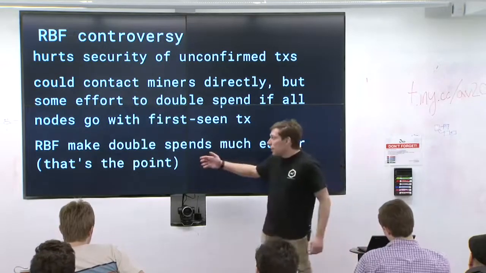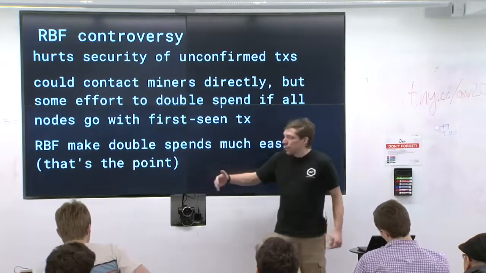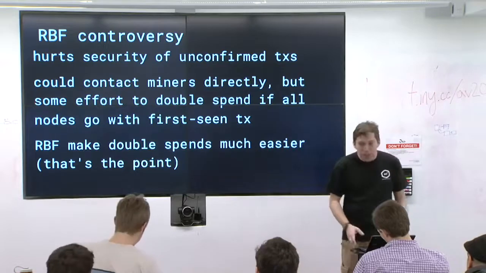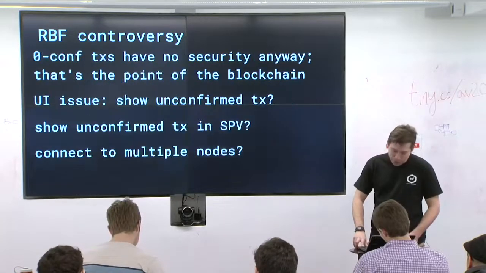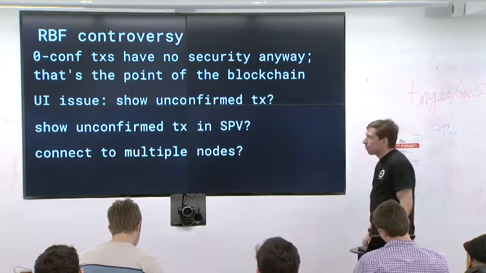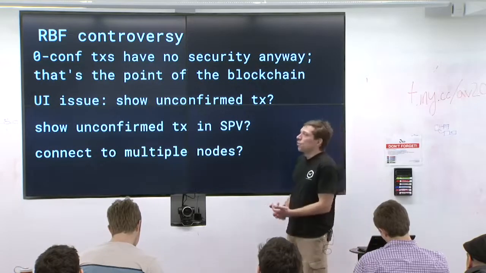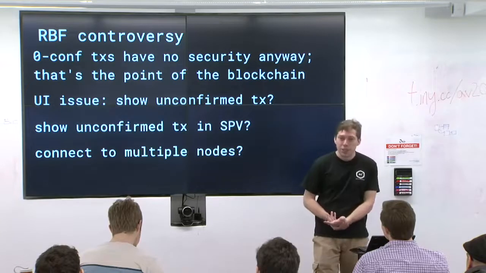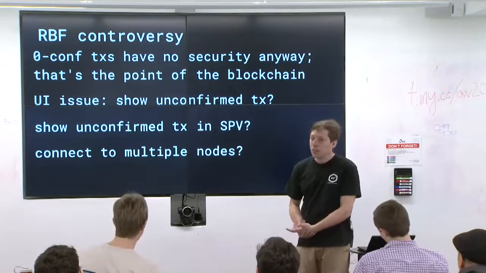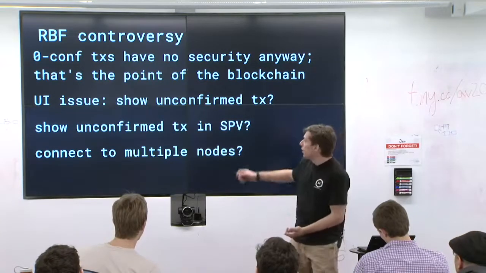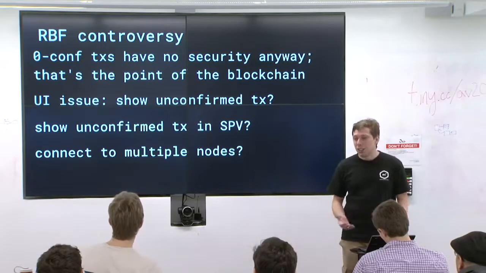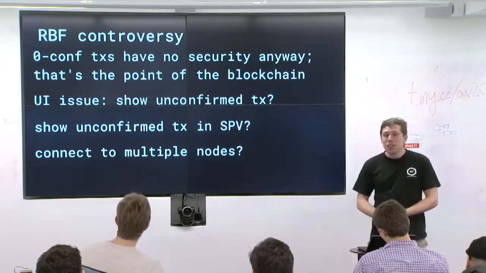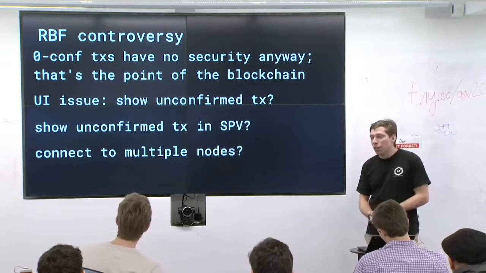And yeah, so to some extent, replace by fee does make the double spends easier to do. That's the point. But the thing is, it's not secure anyway. So anyway, it's also a UI issue. Should you even show unconfirmed transactions? Almost all of the wallets do, even the SPV ones. And the SPV ones have no idea if it's even valid or has a valid signature since they can't even check signatures, right?